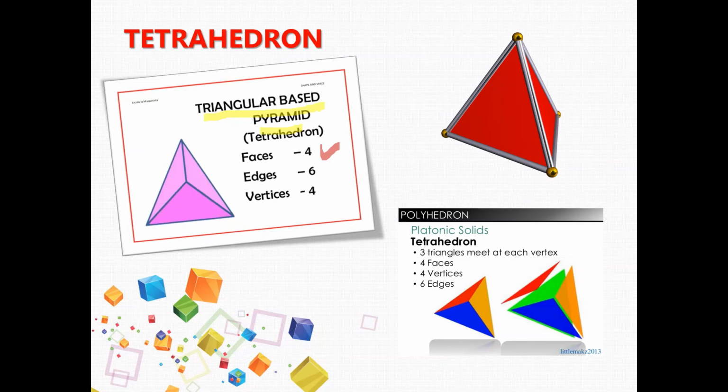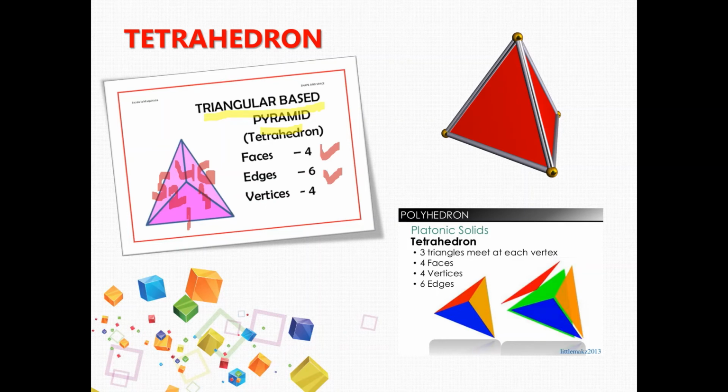And how many edges are there? Shall we count together? So let's quickly count. We have one edge over here. That is 1, 2, 3, and 4. And I have one over here, 5. And one over here is 6. Okay, so total how many edges are there in the triangular pyramid? There are 6 edges in the triangular pyramid.